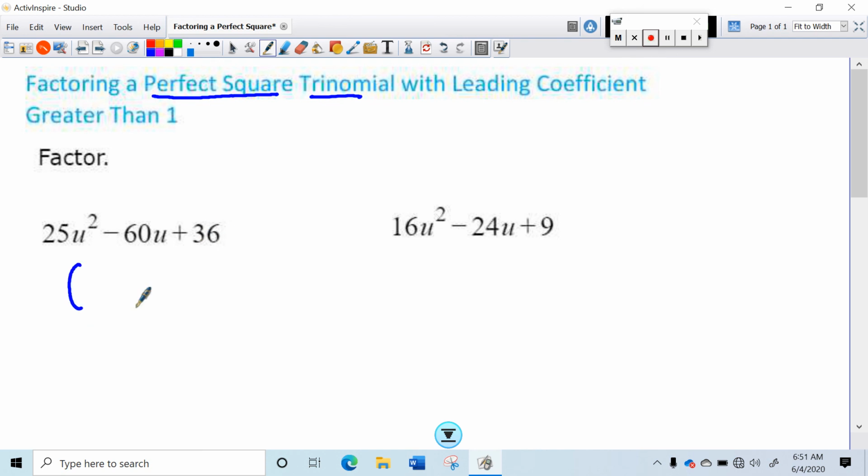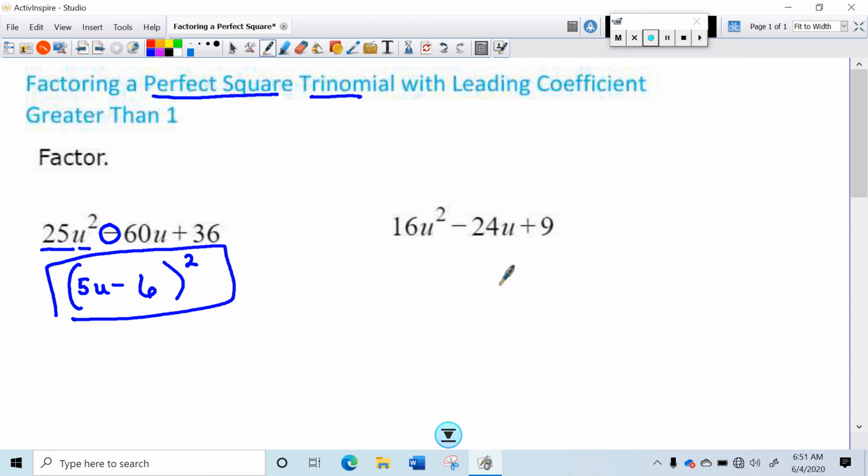So whenever you have a perfect square trinomial, you make a set of parentheses with a square. You take the square root of the first number. Square root of 25 is 5. And you also have a u there. You bring down the negative sign. So the first sign comes down. And then the square root of the last number. The square root of 36 is 6. Now, if you're wondering where the 60 went, it takes care of itself, because 5 times 6 is 30, and 30 times 2 is 60. So it's still there, it's just hidden.